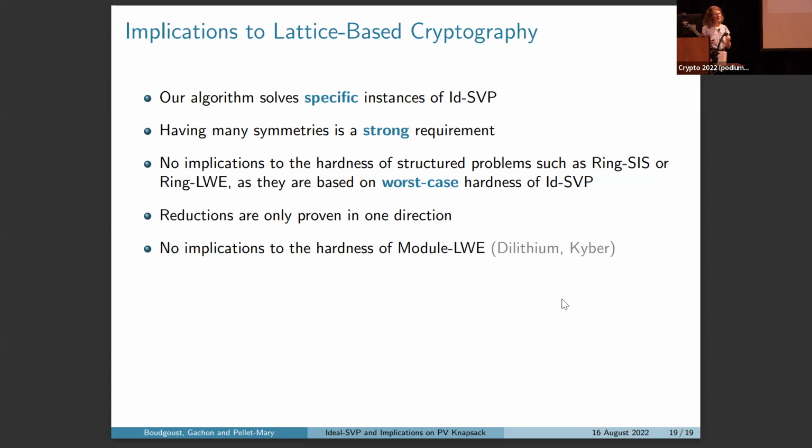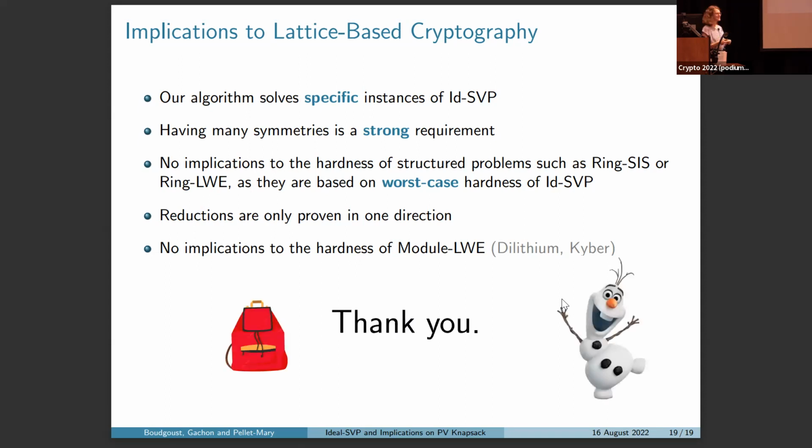And those reductions only go in one direction. Even if you would have a solver, even if the lake would completely melt for ideal shortest vector problem, then we don't know how to use this to actually solve, for instance, the ring learning with errors problem. And even though I did not talk about it, just to make it clear, this work has absolutely no implications on the module learning with errors problem, which is the underlying hardness assumption of NIST candidates like Dilithium and Kyber. And I think this concludes my talk.